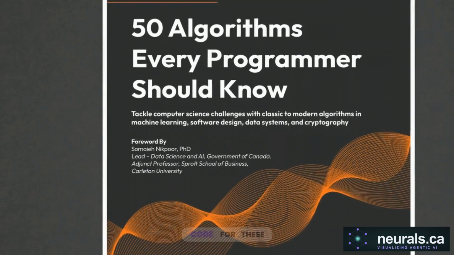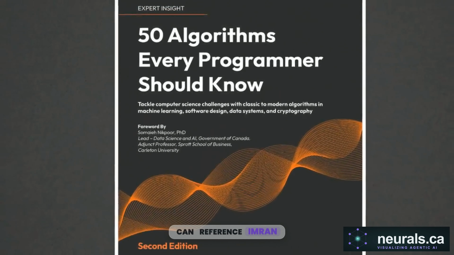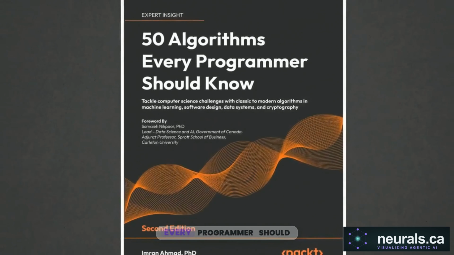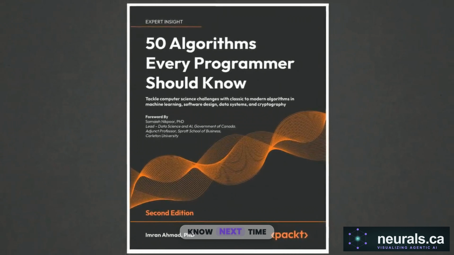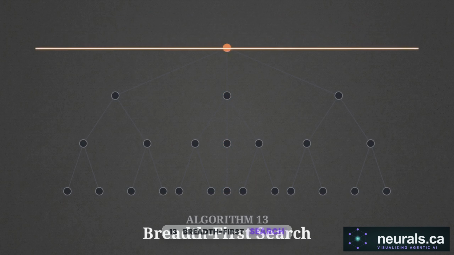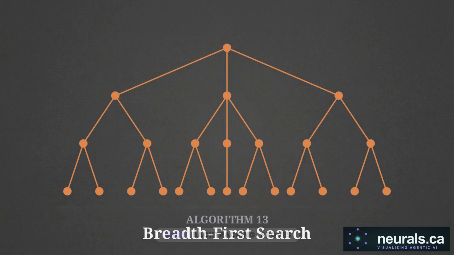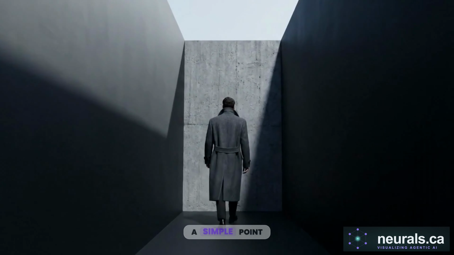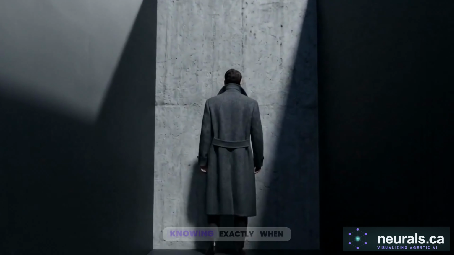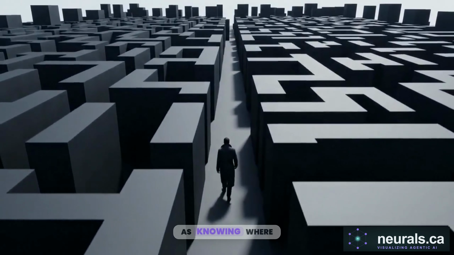To see the full code for these solvers, along with performance benchmarks, you can reference Imran Ahmad's 50 Algorithms Every Programmer Should Know. Next time, we shift gears to algorithm number 13, breadth-first search, moving from diving deep to exploring wide. Backtracking proves a simple point. In computer science, knowing exactly when to abandon a bad idea is just as powerful as knowing where to start.